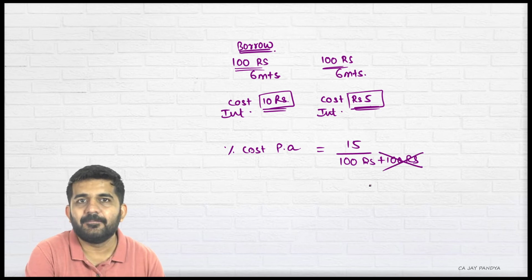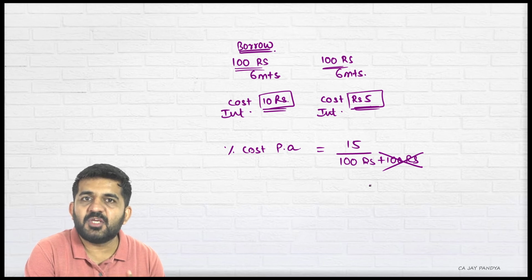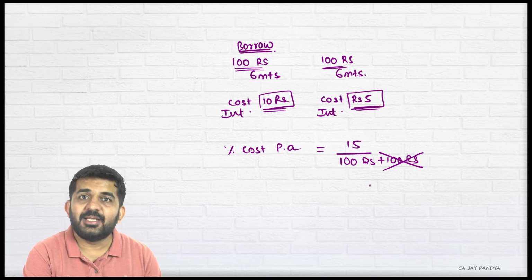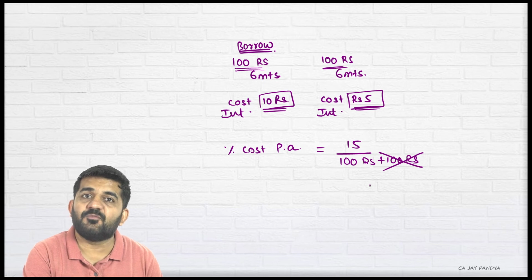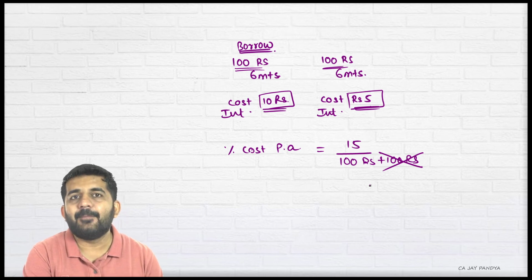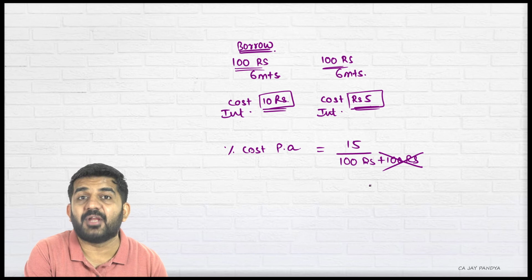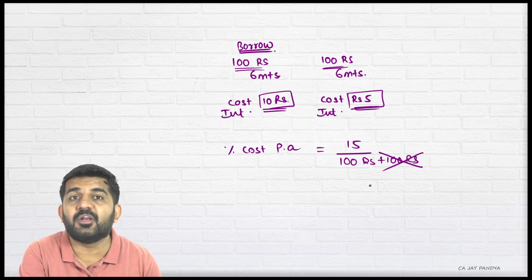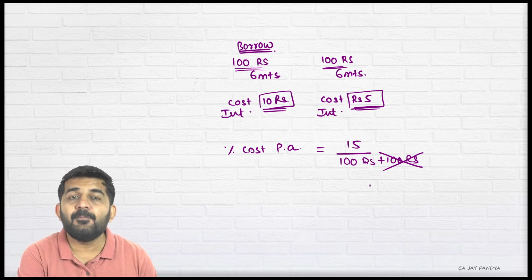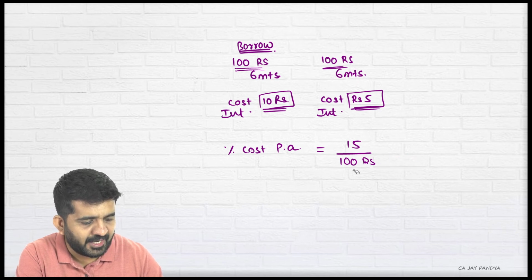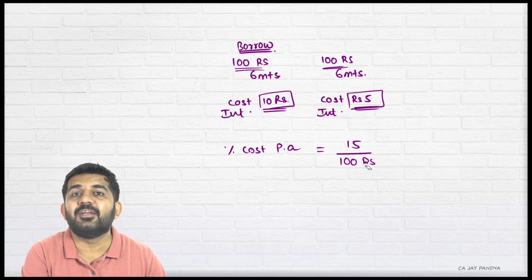Why? 100 rupees I will be using for the first 6 months. Then again 100 rupees I will be using for the next 6 months. Then I am borrowing 100 rupees per annum. I am not borrowing 200 rupees per annum. So here only 100 rupees will be taken.